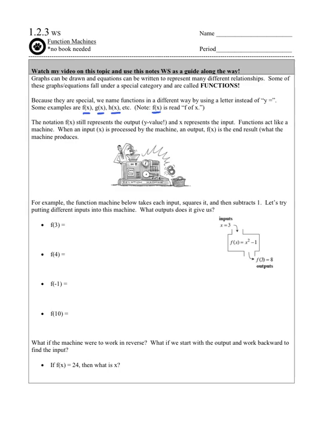f of x is still going to represent our output or our y value. I think I mentioned in class that f of x is just a fancy way of saying y equals. And x is still going to represent the input. So we still have inputs and outputs like we did before.